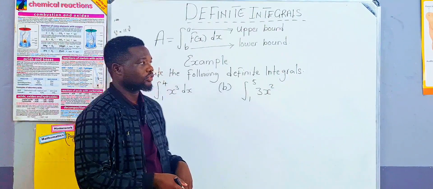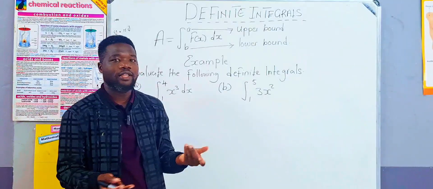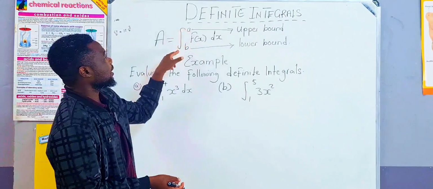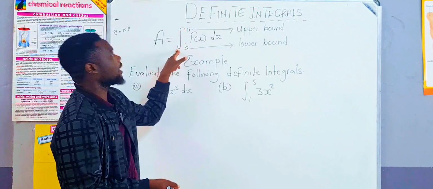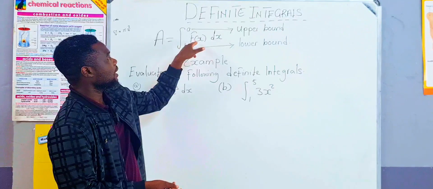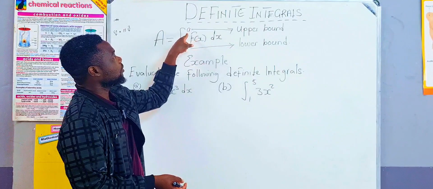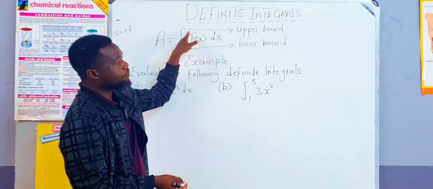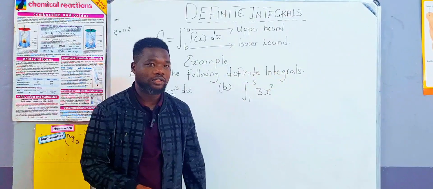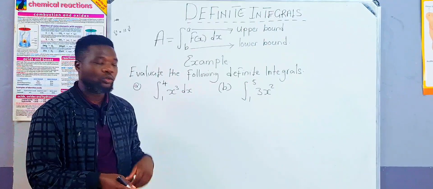Today I want us to look at definite integrals. Here I have a formula that I want to explain, because this is what we are going to use. This is the integral sign, and it has a and b, f of x, dx. a means the upper bound, and b means the lower bound.